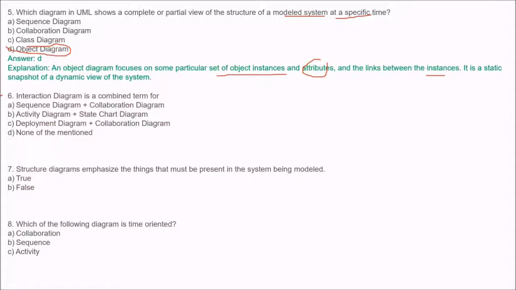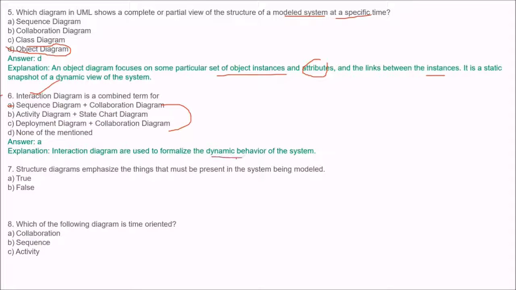Interactive diagram is a combined term for interaction diagram. Which two are combined to form an interaction diagram? The answer is A, sequence diagram along with the collaboration diagram. So interaction diagrams are used to formalize the dynamic behavior of the system. Interaction diagram: sequence diagram plus collaboration diagram.